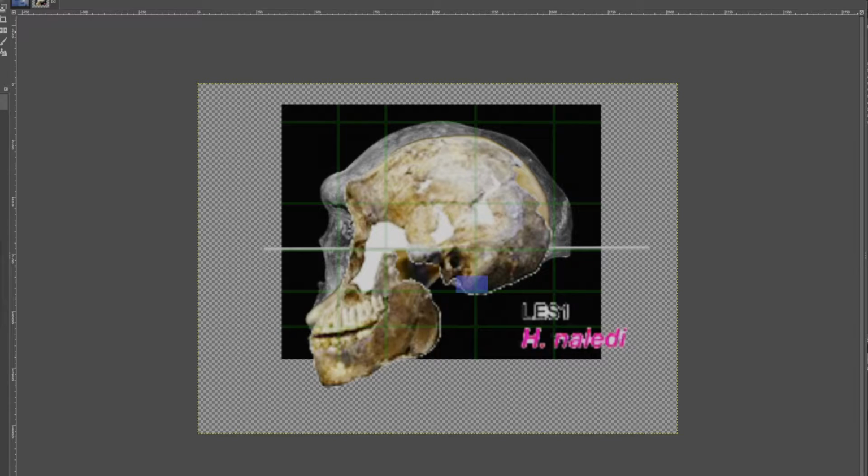So is this one of those things that would probably be smack in that gap? Yeah, I would. So the interesting thing about Homo naledi is its range.